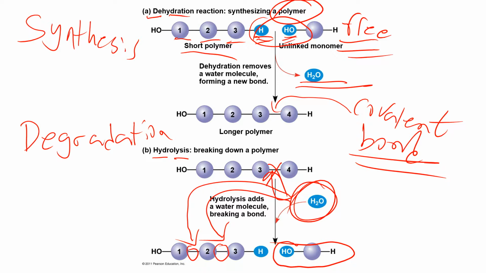So dehydration reaction, synthesis. Degradation, hydrolysis reactions. You need to be able to keep this straight, because this is important when we go through each of these other biological molecules, because we're going to talk about how they are assembled, and we're going to talk about the individual building blocks.